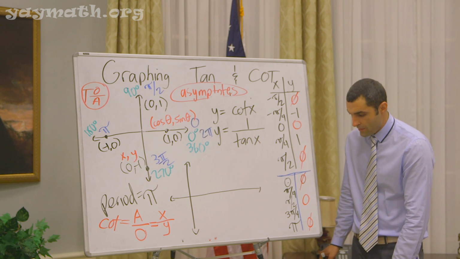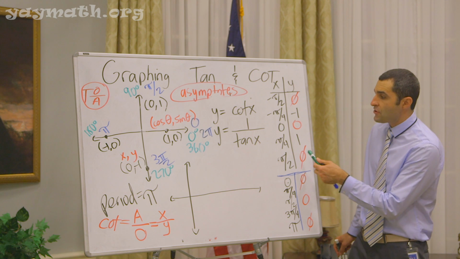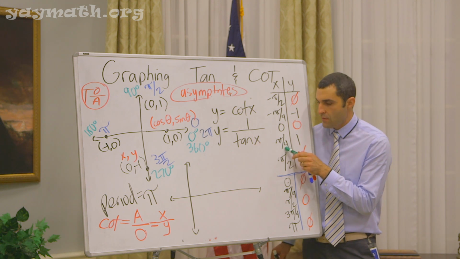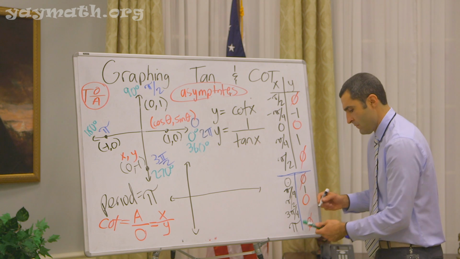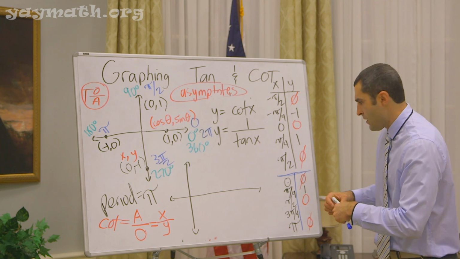I'm glad. Let's go pi over 4. We could actually do tangent of pi over 4 right over here. So it's 1. What's the reciprocal of 1? 1 over 1. You could put that in red. We'll do that after.